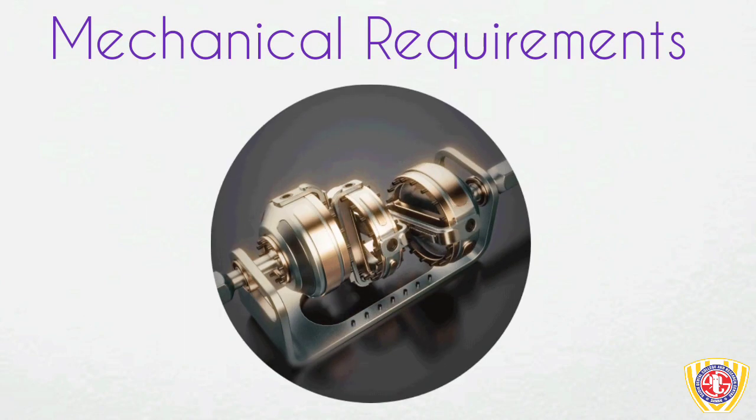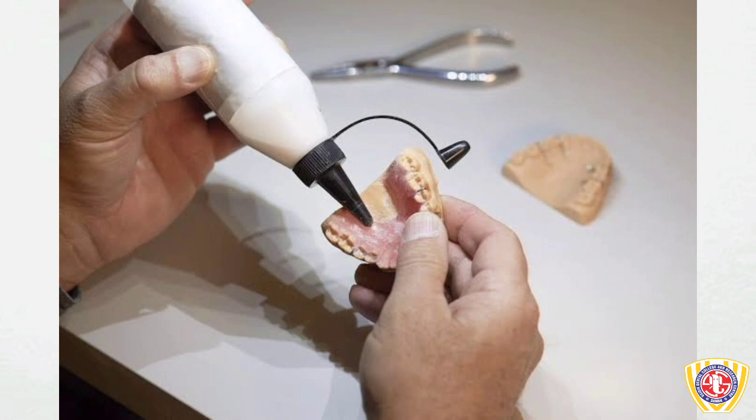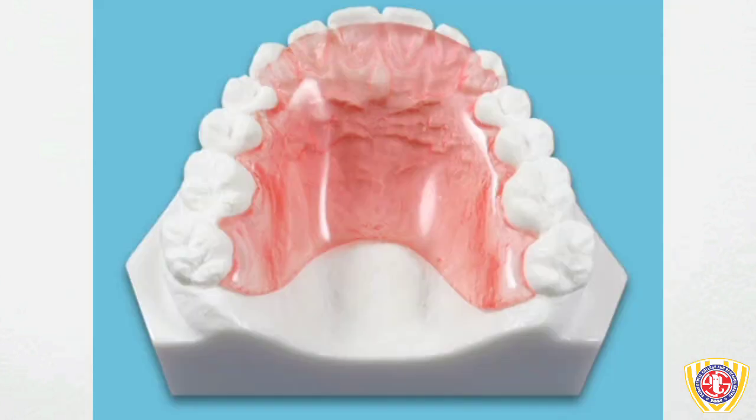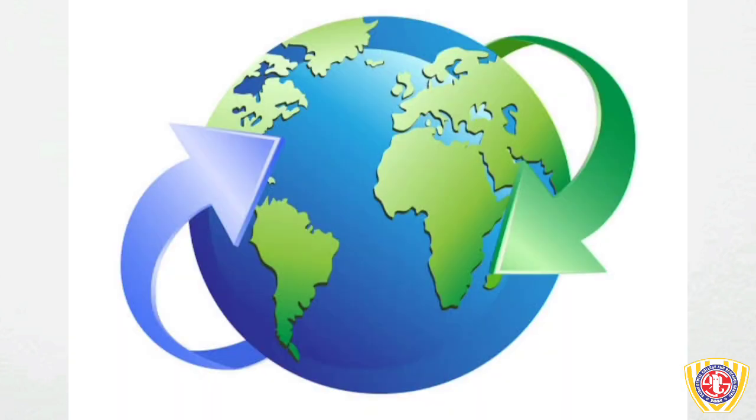Now, the mechanical requirements of the orthodontic appliance. The appliance should be simple to fabricate, it should not be too bulky, and should be strong enough to withstand the masticatory force. The appliance should be able to deliver controlled force of desired intensity, direction, and duration. The appliance should be universally applicable.